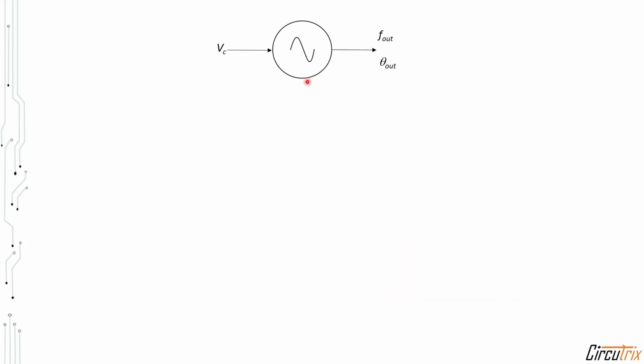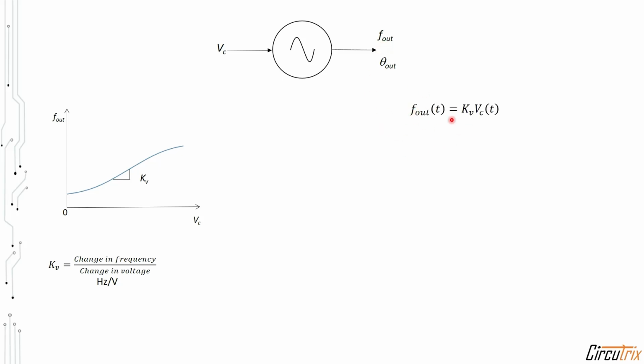Now the VCO symbol is added with the input control pin as shown over here. If we plot input versus output, varying the control voltage, we will find that the frequency increases. The slope, or the change in output frequency to the change in input voltage, is called the gain of the VCO, and here we use the symbol kV. So we can write the input to output relationship as F out equals kV times the input voltage.